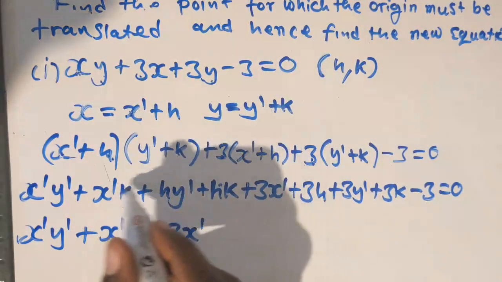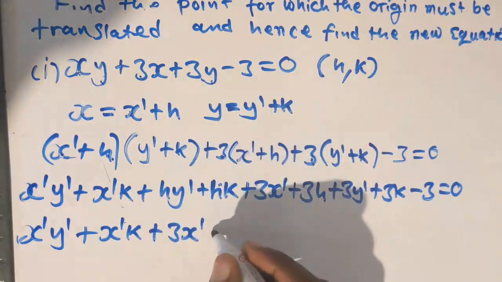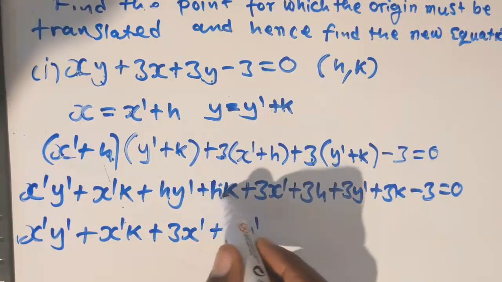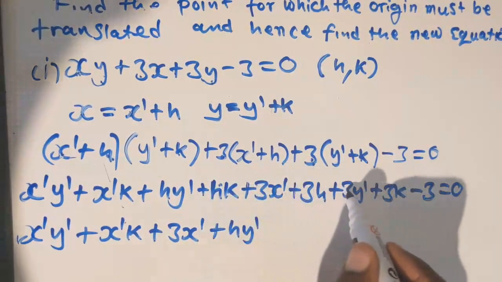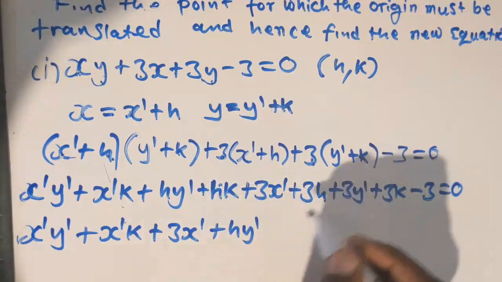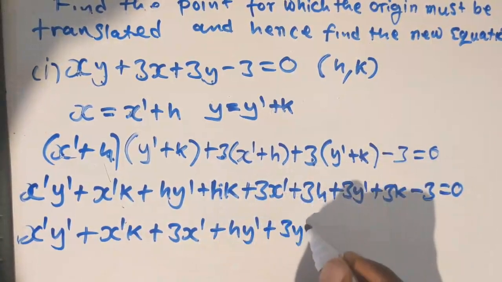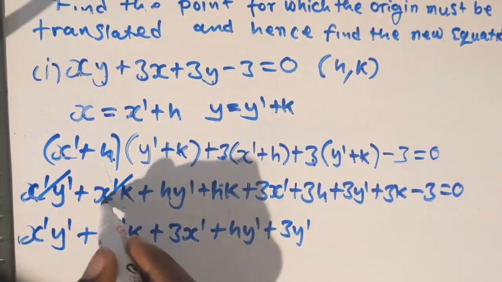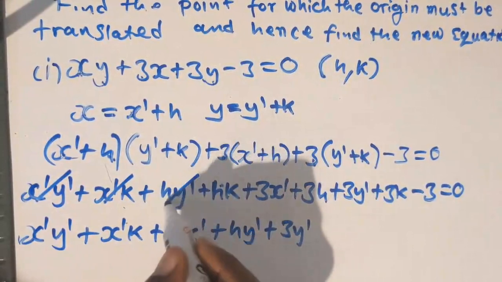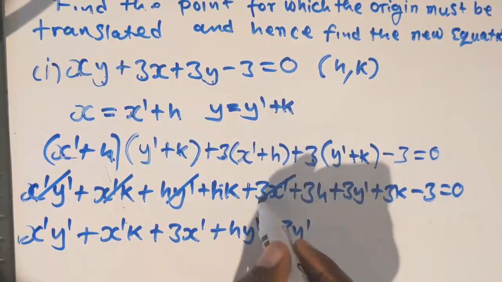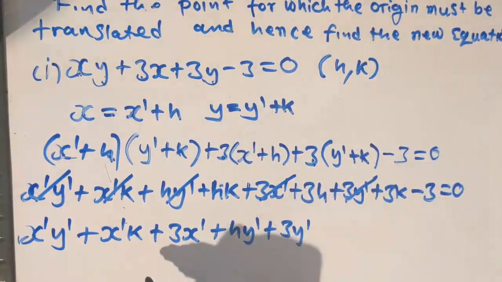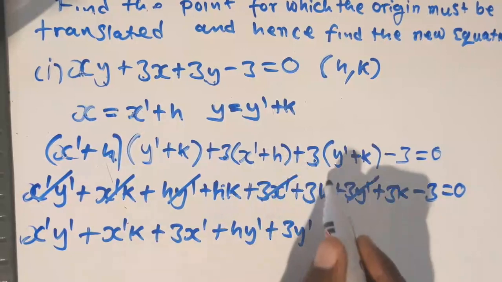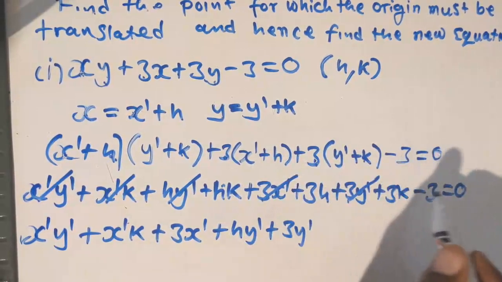So y prime, do we have? So yes, we have this one. So we have plus h y prime. Do we have any with x y prime or y prime? So this is it, plus 3y prime. So from here we have gotten this, we have gotten that, we have gotten this, we have gotten that, we have gotten that. What has remained? The one that has remained, it is this one, that one, and that one.